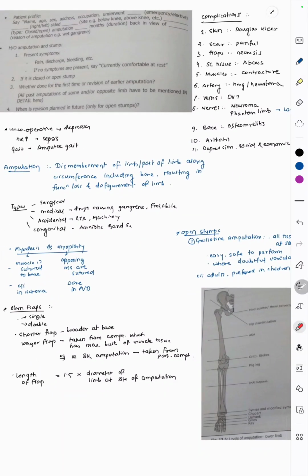Then the gait of the amputation patients is the amputee's gait. So basically, amputation is a dismemberment of the limb or part of the limb along the circumference, including the bone and muscles, resulting in functional loss and disfigurement of the limb.